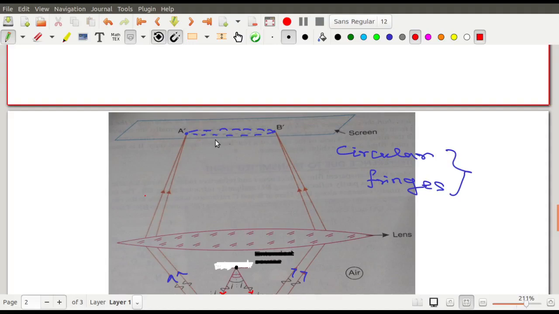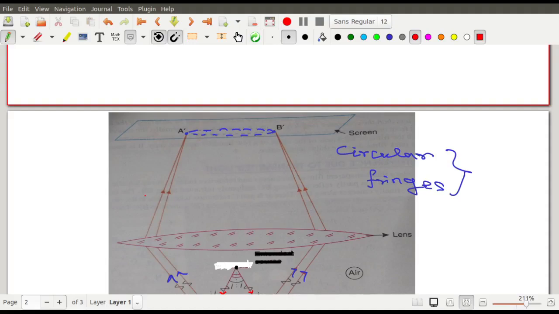As the inclination changes from one angle to another angle, then only I get what? Then only you get the different order fringes. So then why do we call it fringes of equal inclination? We should call it fringes of different inclination. No, the idea is not with respect to the different fringes.